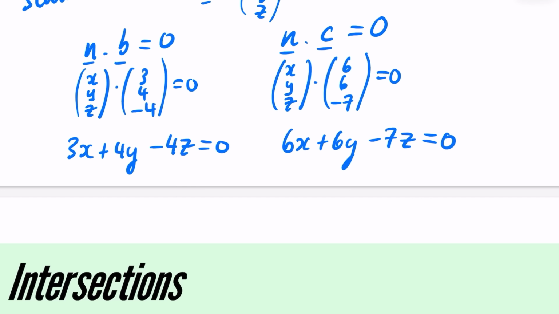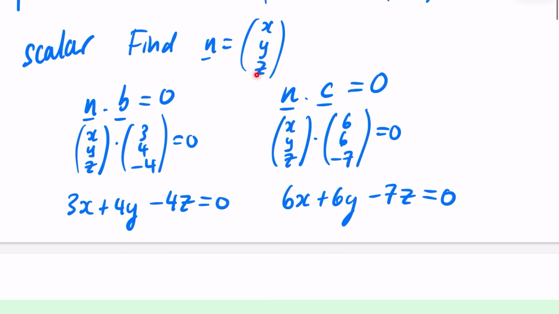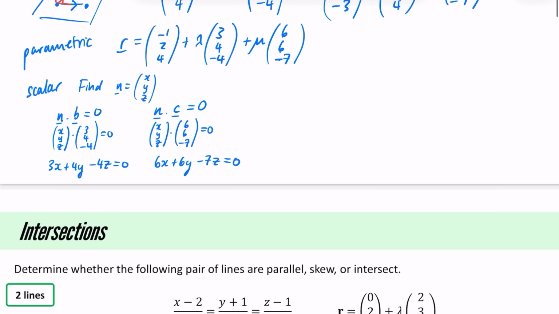Now, I don't advise when you pick a value for one of these things to pick 0, because you might then come up with a very trivial solution of x is 0, y is 0, and z is 0. That's true: if x is 0, y is 0, and z is 0, you do get both of these equations completely correct, but then you just have that your normal vector is 0, 0, 0, which isn't going to help us actually form this equation that we've got here.